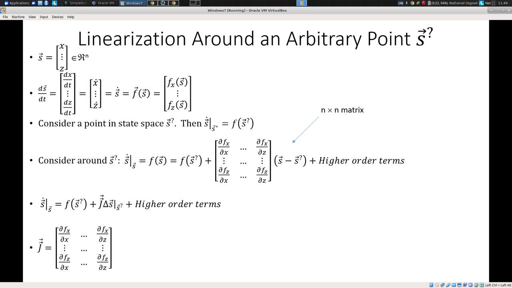Okay, so what's going on? Look, we're displacing ourselves in x and y, and partial f sub x, partial x, is telling us how fast f changes with respect to a change in x. How fast f sub x is changing with respect to a change in x. Partial f sub x with respect to y is telling us how quickly f sub x is changing with respect to a change in y.